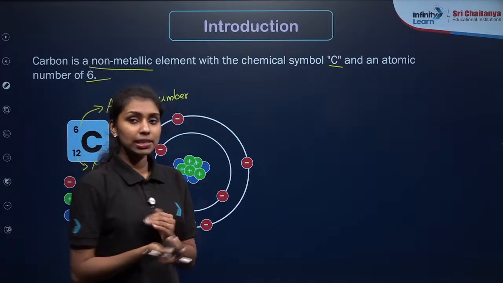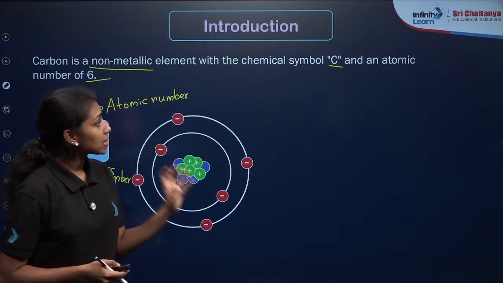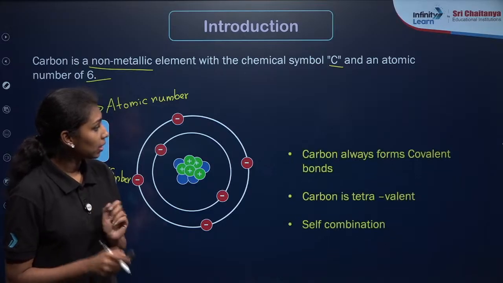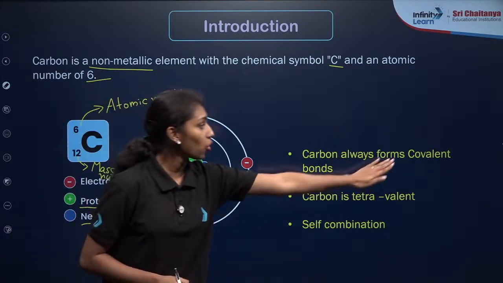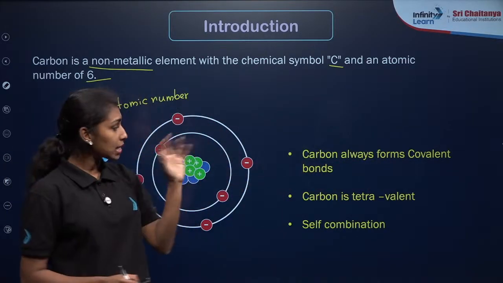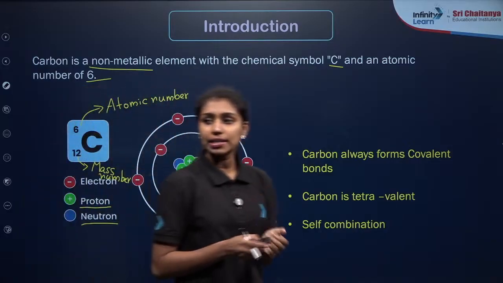Okay, fine. Now let us talk about the nature of carbon, right? What are its properties? As you can see over here, carbon always forms covalent bonds. If you are asking about the valency, what do you mean by valency?